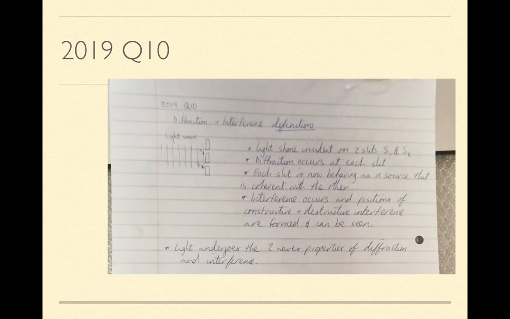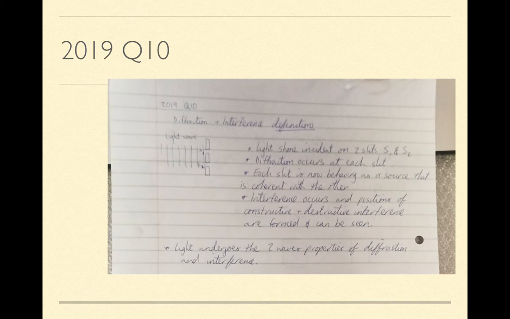All right, part 1, define the two of them. You should be able to find the definitions yourself. Part 2 is Young's slits experiment, and you're asked to outline Young's double slit experiment and describe how it shows that light is a wave.